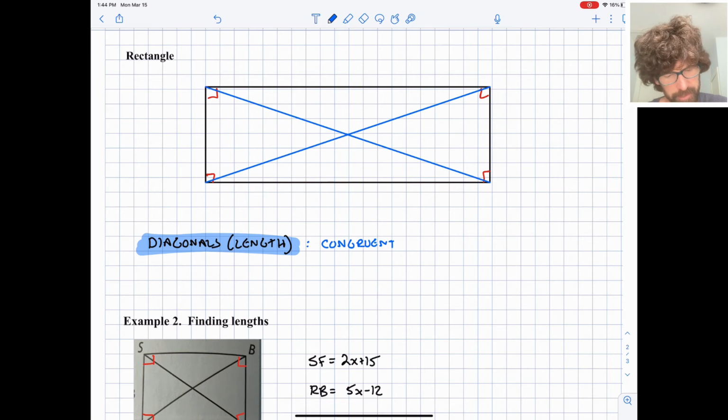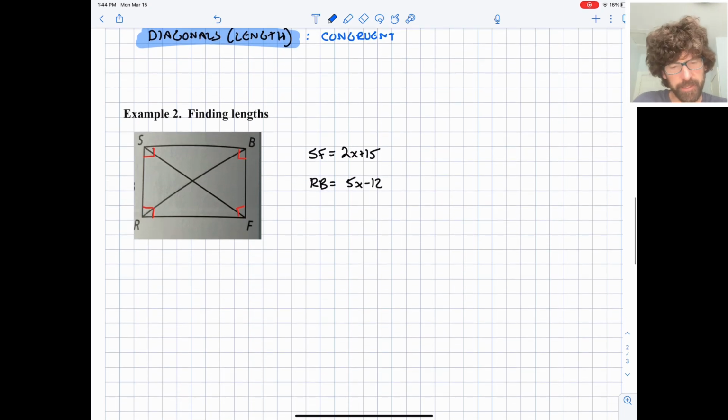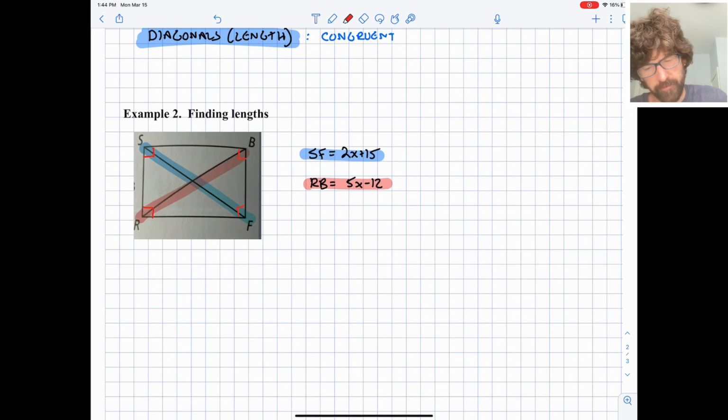Okay, so those angles are congruent, and since they do bisect each other, we can even say that they create 4 smaller congruent segments as well. But those diagonals are congruent. So as our example here, last example for this video, if we have diagonal SF equal to 2x plus 15, and then diagonal RB equal to 5x minus 12, and we are given that this is a rectangle, as you can see from the right angles being denoted, let's find what x is, and let's find the length of each diagonal.